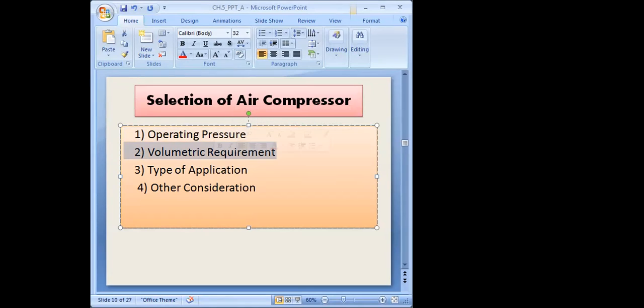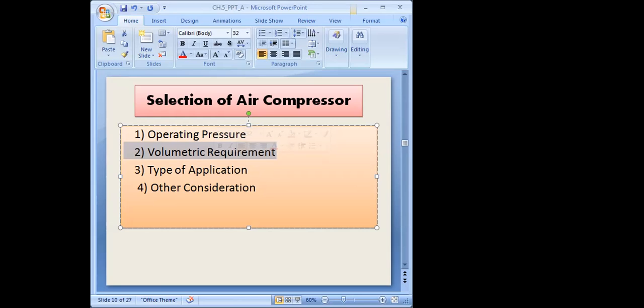Then the second parameter is the volumetric requirement. This is another important factor which governs the selection of the air compressor. The volumetric demand of a plant, or you can consider it as the air consumption of your pneumatic system, is another parameter to be considered while selecting the air compressor.